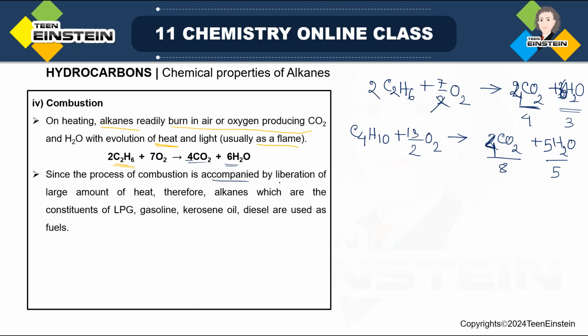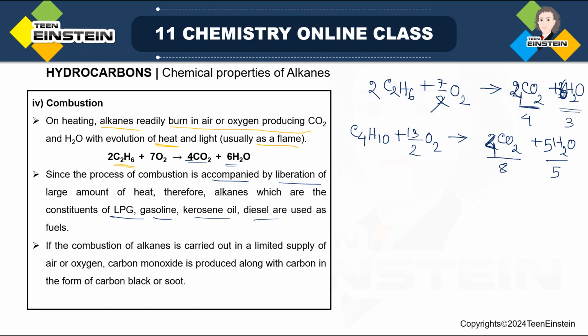Since the process of combustion is accompanied by a liberation of huge amount of heat, we can apply this for those cases where we need a huge amount of energy. So alkanes, which are the constituents of LPG, liquid petroleum gas, then gasoline, kerosene oil, diesel, are used as fuels. These are mixtures of many different types of alkanes. When they burn in air or oxygen, a huge amount of energy is formed, and that is why they can be used as fuel.